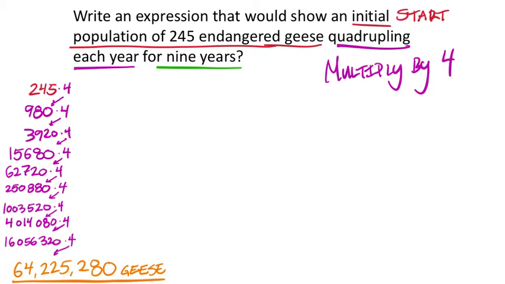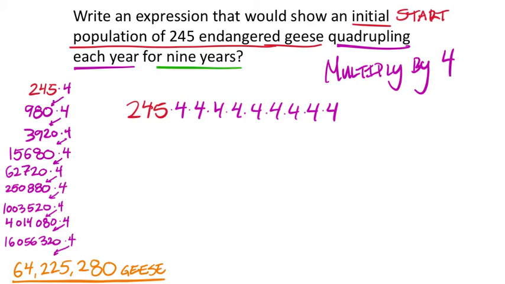Unfortunately, I kind of did some extra work there because it didn't ask for us to actually figure out how many geese there are. It's okay, because you're going to have to do that on the assignment, all right? What it asked for was the expression for this one. So I know all I did is I took 245 and I multiplied it by 4, but then I kept multiplying by 4, right? I did it 9 times, so 1, 2, 3, 4, 5, 6, 7, 8, and then 9 times, right? And if you were to put this in the calculator, you'd get the 64,225,280 geese as well. Let's simplify this though.